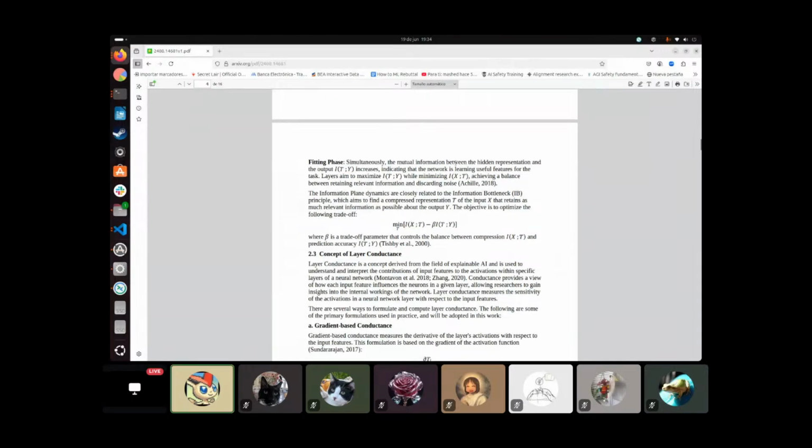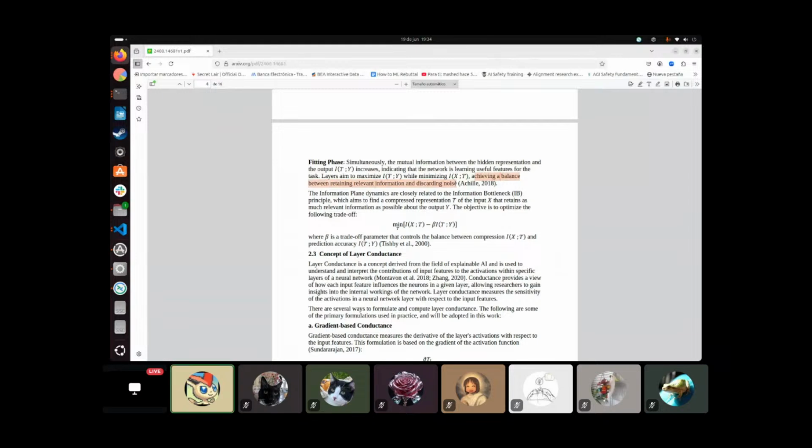Okay, fitting phase. Mutual information between the hidden representation and the output increases, indicating that the network is learning useful features for the task. Layers, I aim to maximize this while minimizing this, achieving a balance between retaining relevant information and discarding noise.